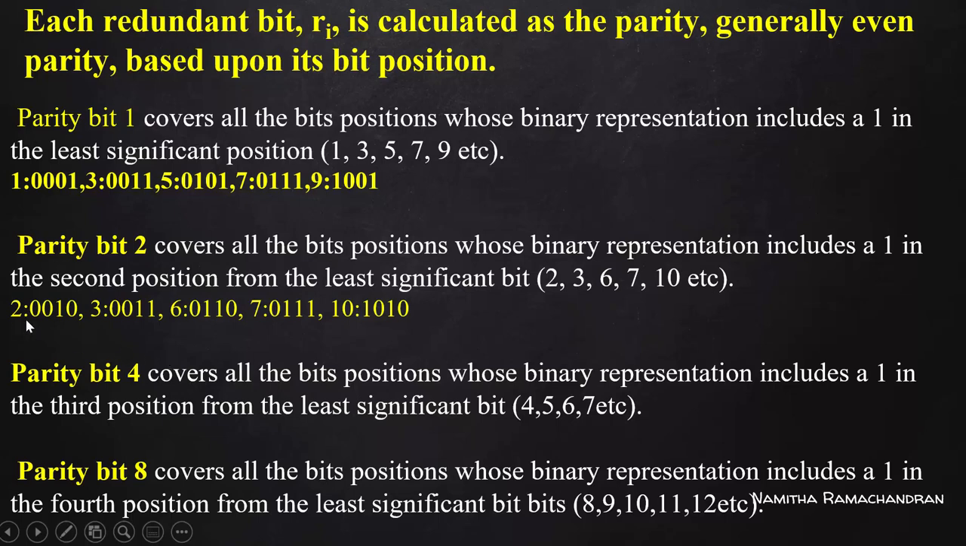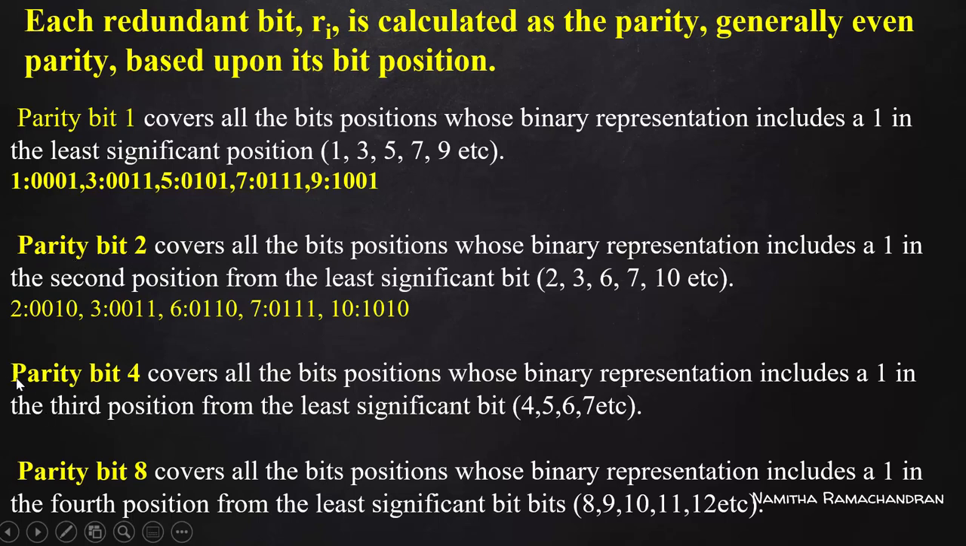Why? Because for this 2, the second least significant bit position contains value 1. Here for this 3, the second least significant position contains value 1. And for 6, 7, and 10, the second least significant bit position contains value 1. So we need to consider the value present at these positions for setting the parity bit 2's value.